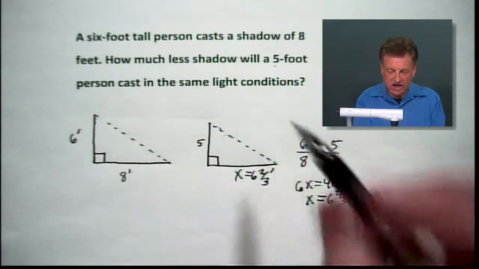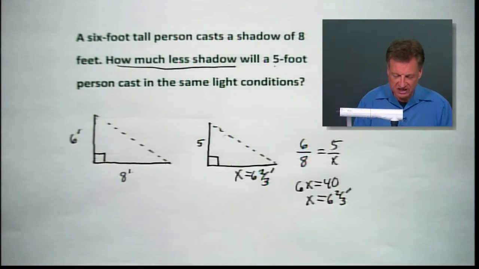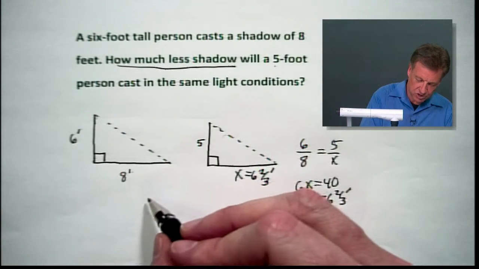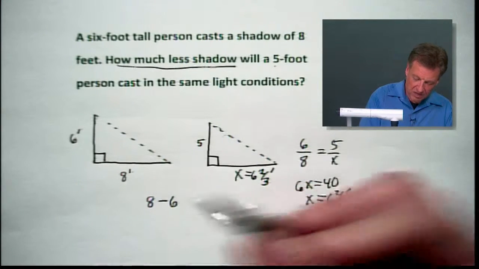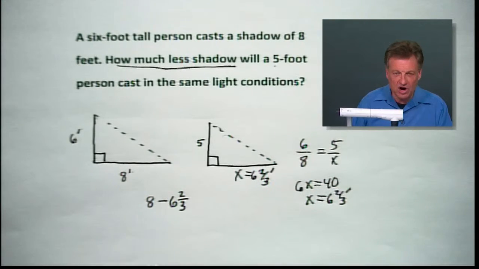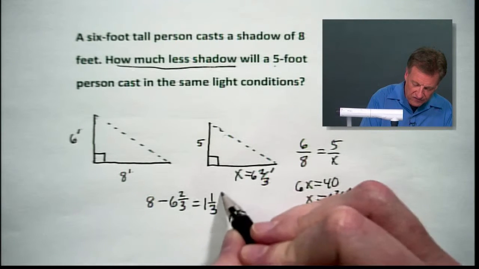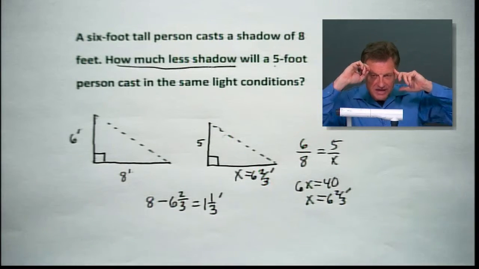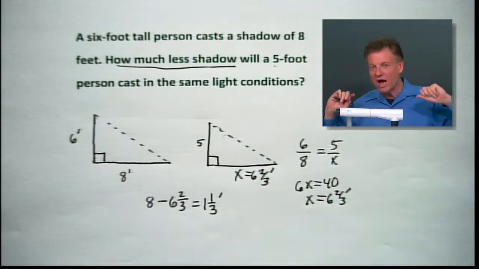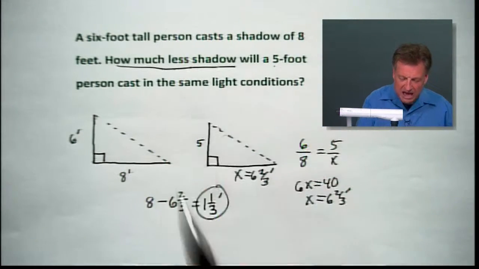But guess what? The question asks for what? How much less shadow will that person cast? So do a quick subtraction on here. 8 minus 6 and 2/3, which is going to leave us with 1 1/3 foot. If you like to take that to feet and inches, it's 1 foot and what? 4 inches. And that would be the difference. That would be how much less shadow.